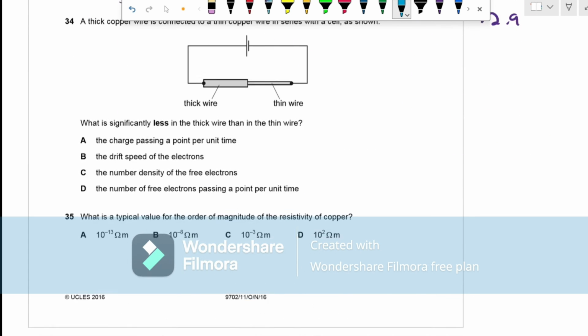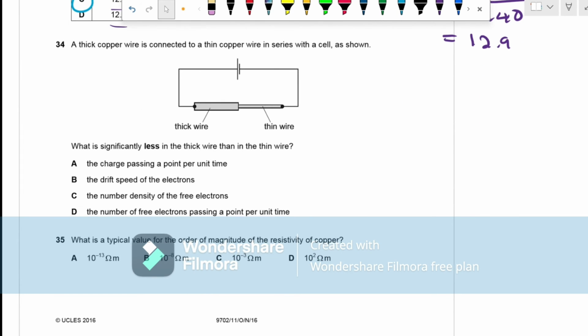Very important. Question 34, a thick copper wire is connected to a thin copper wire in series with a cell, as shown. What is significantly less in the thick wire than in the thin wire? What is significantly less?